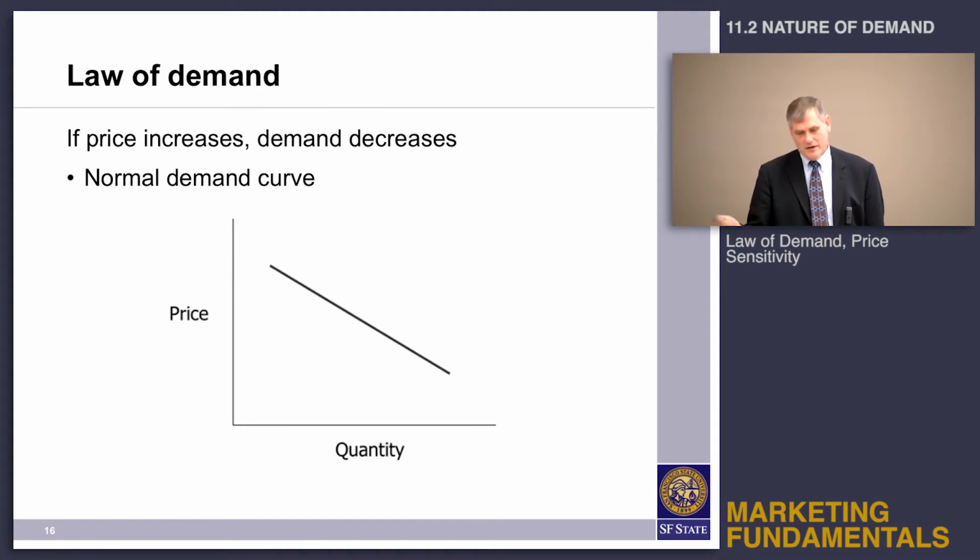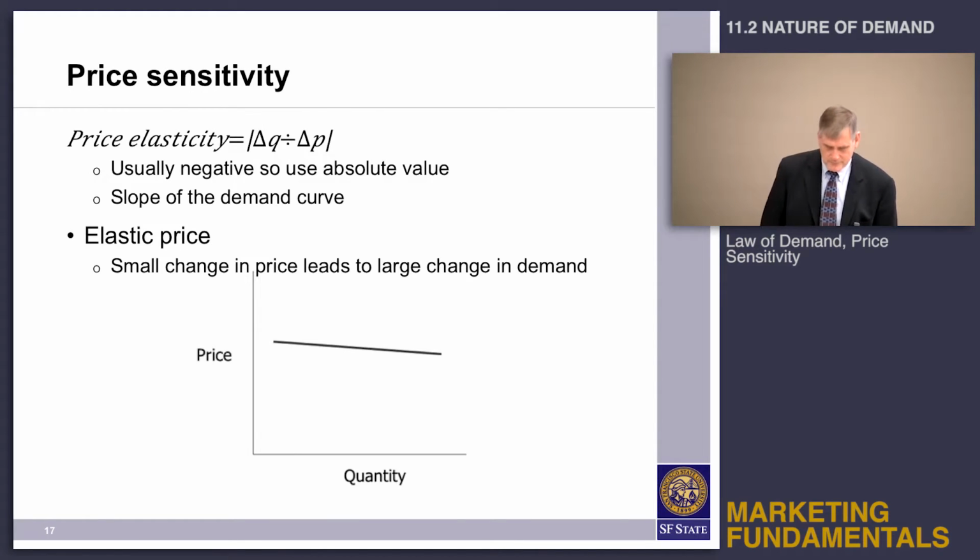So I have here on one axis the price, and when the price is high, the quantity demanded is low. When the price is low, the quantity demanded is high. One of the issues when we're dealing with demand is the issue of price sensitivity or price elasticity. And price elasticity is how sensitive demand is to changes in price.